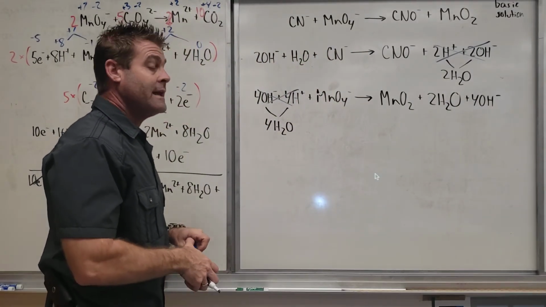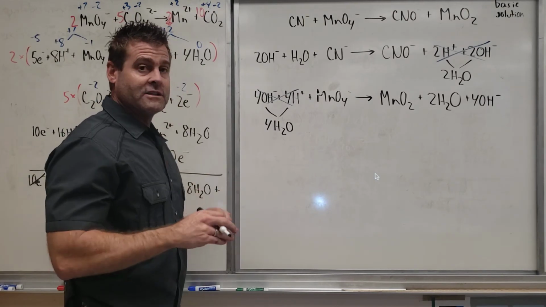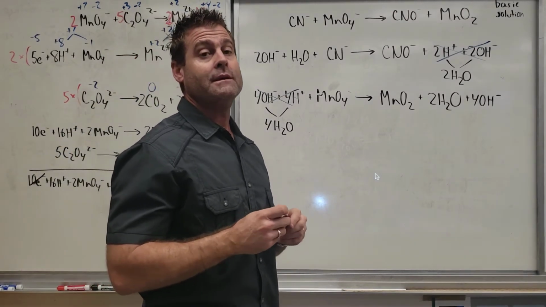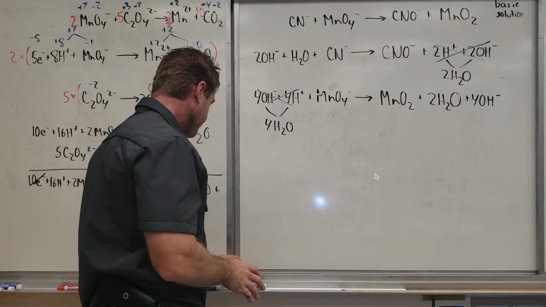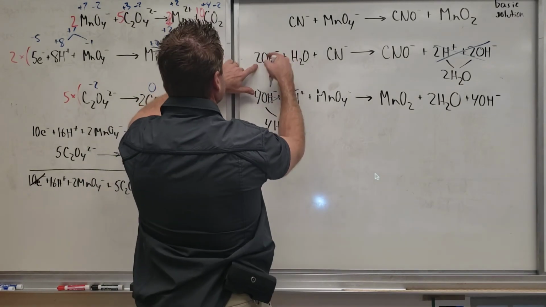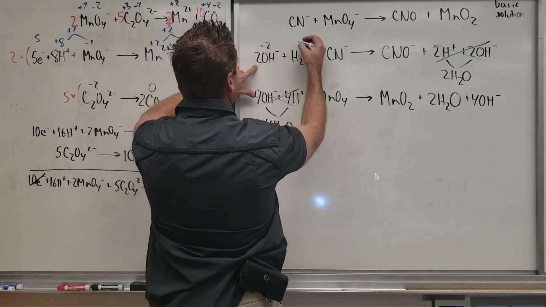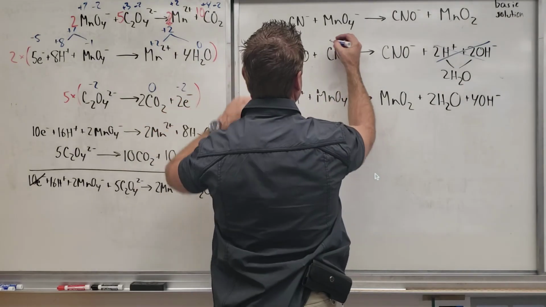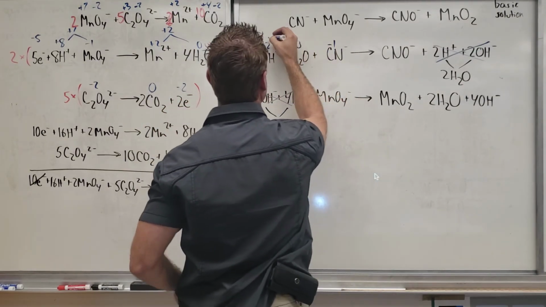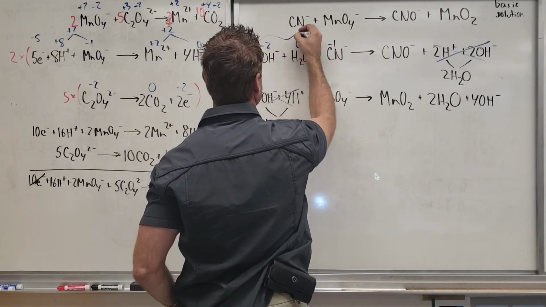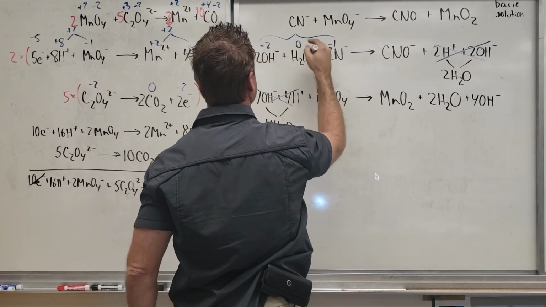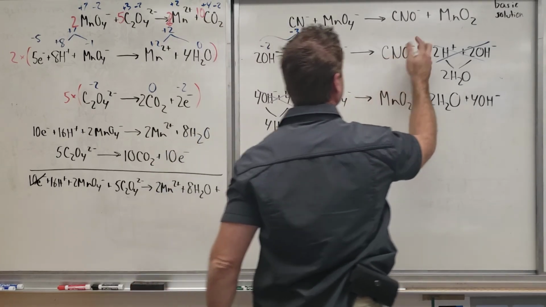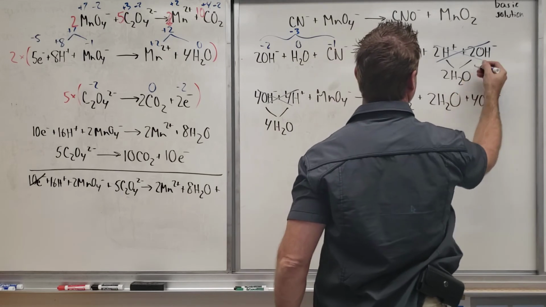Now we've balanced all the atoms, but you remember we need to balance the charges. Look, 2 hydroxides, that's a -2. Water's neutral, this is a -1. So all told, this is -2, 0, -1, which is a -3. Here's a -1, and then water is neutral.